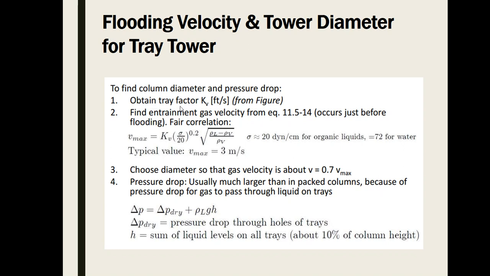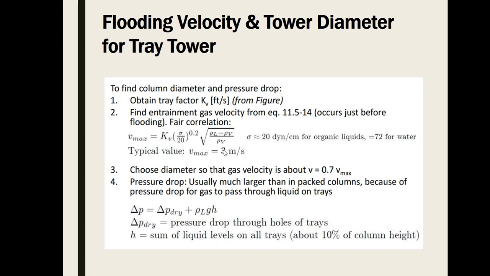We get the tray factor K sub B from the figure, which will be shown to you in a little while, and we determine the gas velocity. This gas velocity is given by this equation, also found in John Copley's. So the V maximum, or the entrainment gas velocity. Now, the most common value used for interfacial tension is 29 dynes per centimeter for organic liquids, and for water it's 72. The typical value range here that could be computed is 3 meters per second.